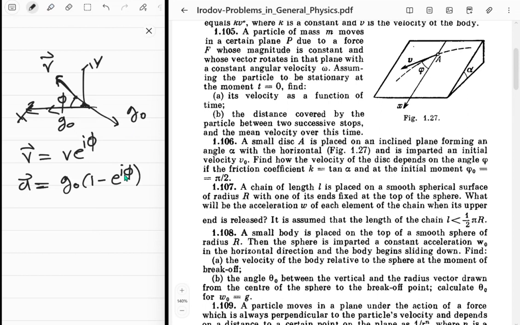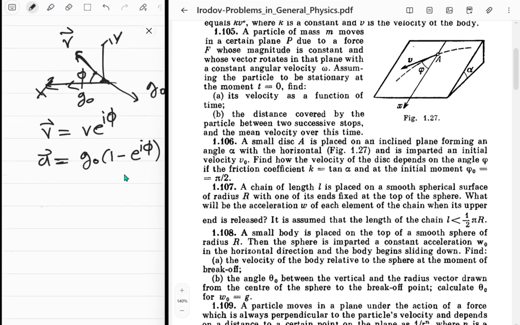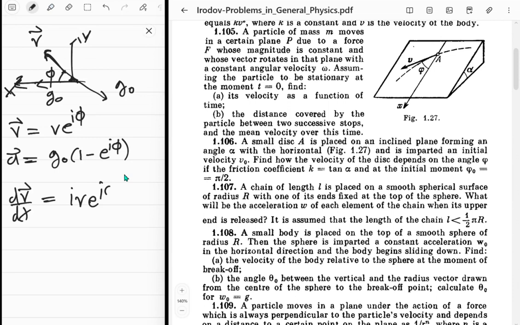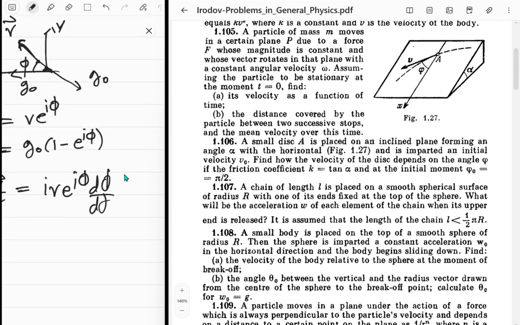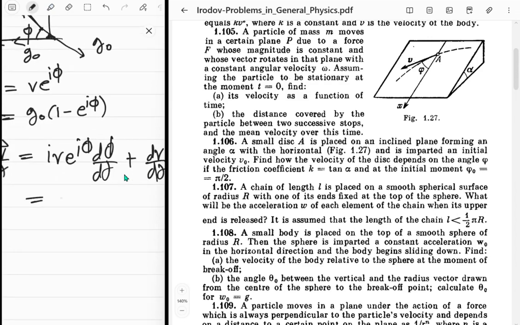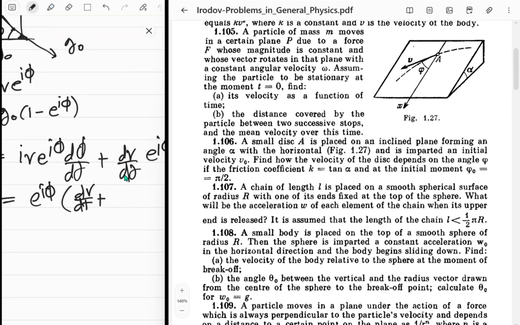Anyway, so what do you have? dv vector upon dt will be i v e power i phi and then d phi upon dt. Oh, also velocity will change, I already said that it's variable. Sorry, it should be dv upon dt and then e power i phi over there as well. So in total, it's just e power i phi into dv upon dt plus i.